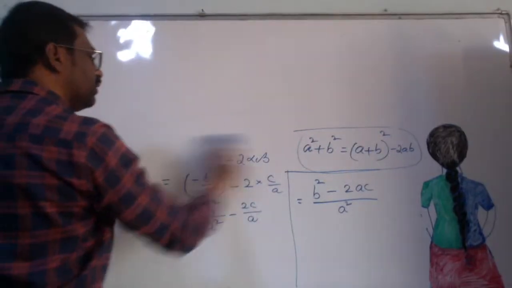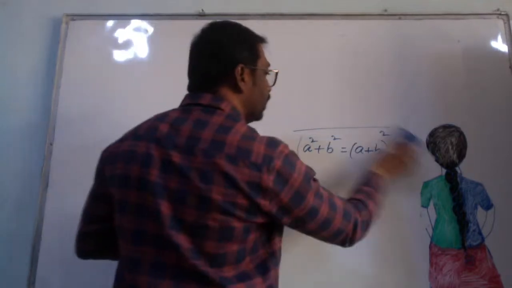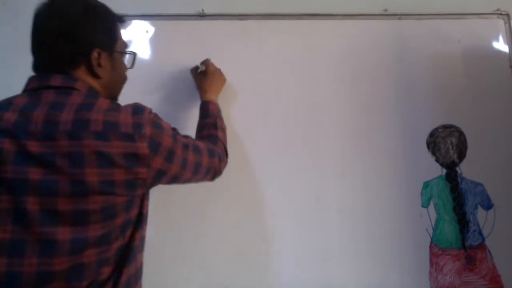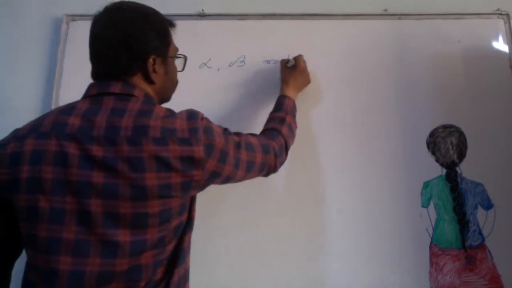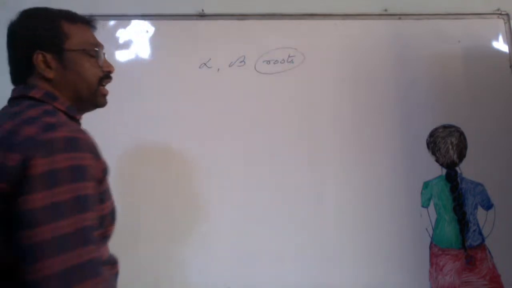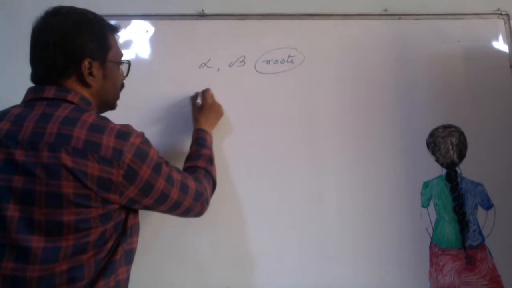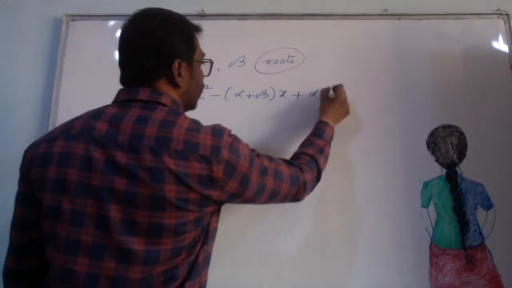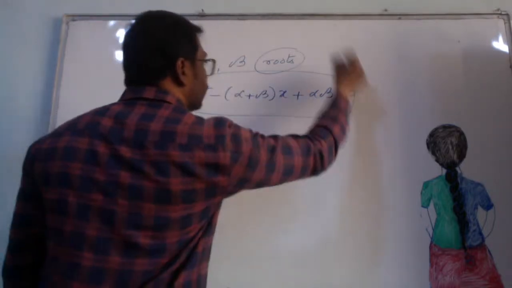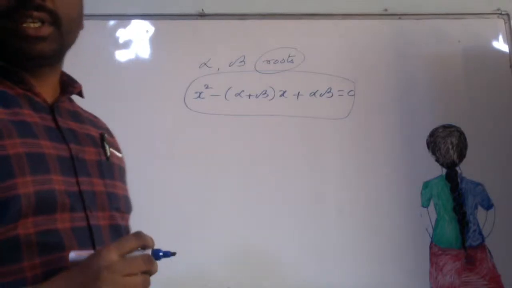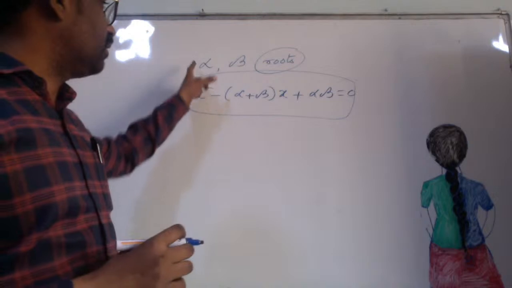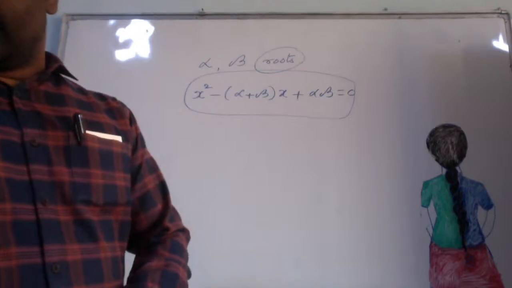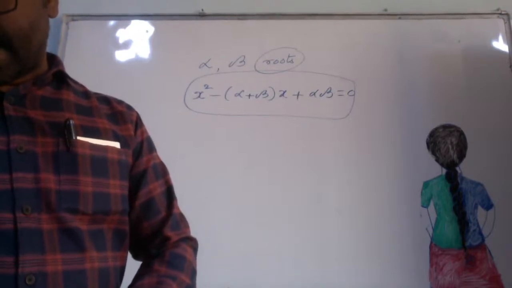So like that we find different problems on the sum of the roots and the product of the roots. When alpha, beta are the roots of a quadratic equation in x, then the quadratic equation is x square minus sum of the roots into x plus product of the roots equal to 0. This is the formula for finding the quadratic equation when roots are given. See, some questions we will try.